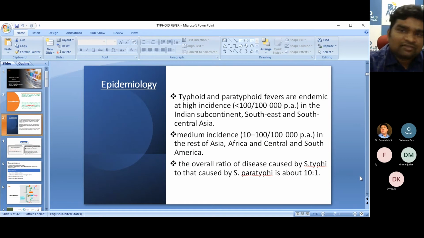Typhoid and paratyphoid fevers are endemic in the Indian subcontinent, with an incidence of less than 100 per 1 lakh population per annum, and a medium incidence of 10 to 100 per annum in Asia, Africa, and Central South America. The ratio of disease caused by Salmonella typhi to Salmonella paratyphi is 10 to 1.